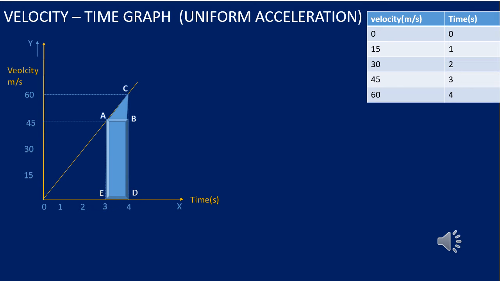We are discussing the velocity time graph for uniform positive acceleration. So in the previous slide, children, you saw how to calculate acceleration. So slope gives us acceleration. So here we'll be discussing how to calculate displacement in the same time interval 3 to 4 seconds. We already know it, children. We have to take the area under the graph.